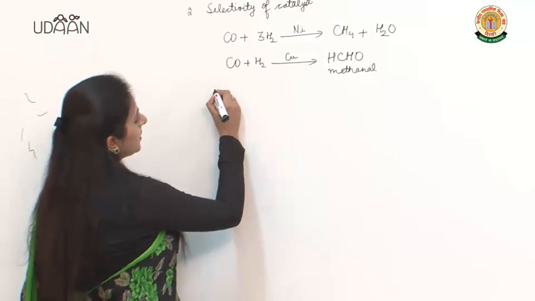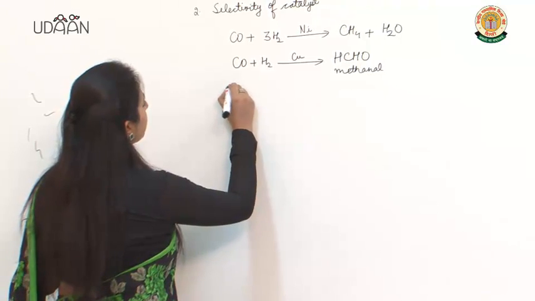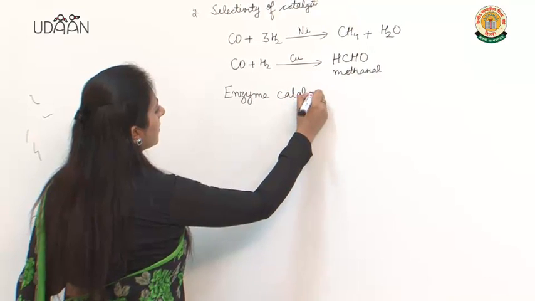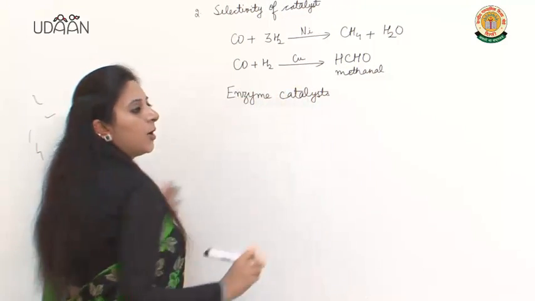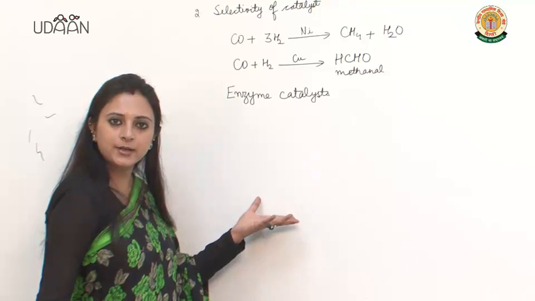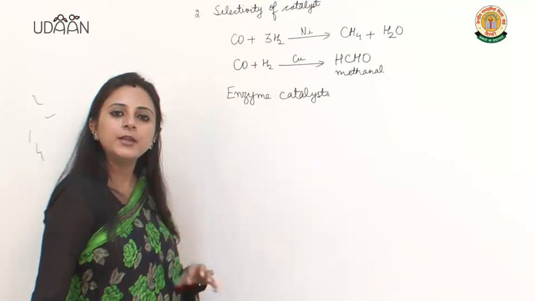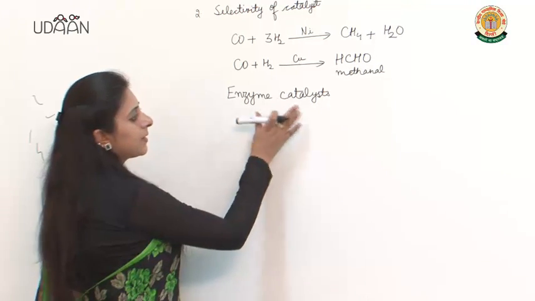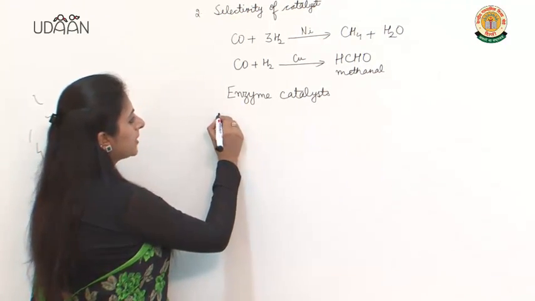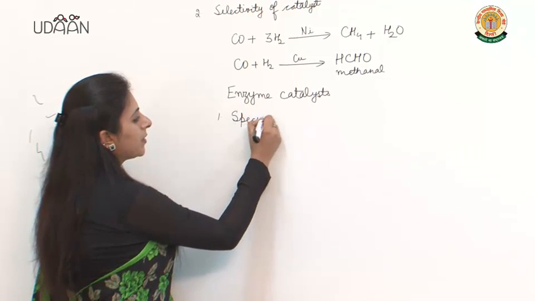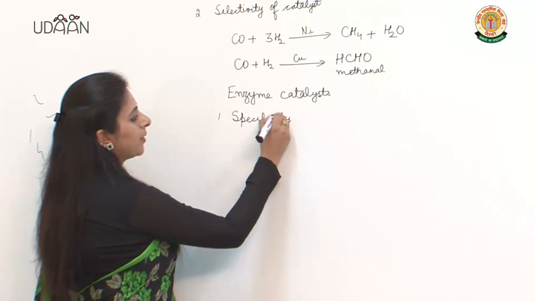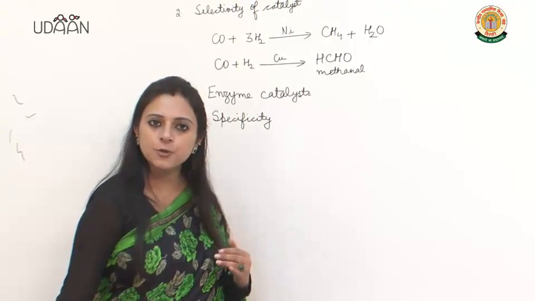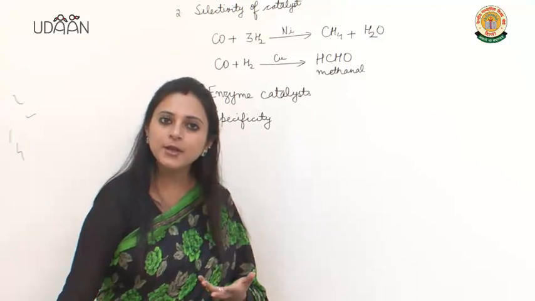Now let us talk about enzyme catalysts. Now enzymes are biological catalysts. They are catalyzing various chemical reactions in our body. Now what is the feature of an enzyme catalyst? That it is very specific. Specificity is a feature. Like if we want to catalyze the inversion of cane sugar, only invertase can do that.